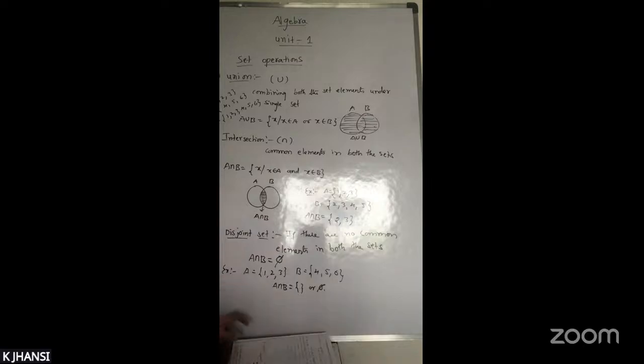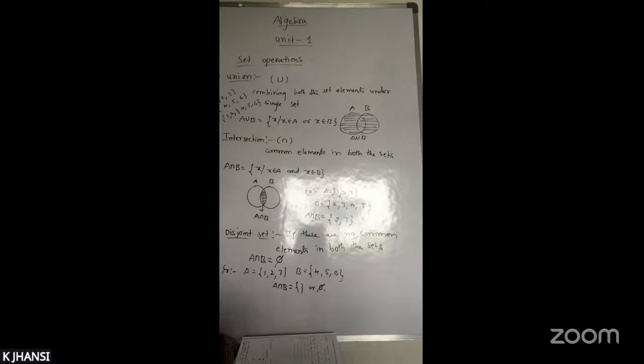After disjoint set, we have the difference operation. This is the important one. Difference operation means if A and B are two sets, then A minus B is equal to all the elements of A that are not in B. So only A elements we have to take. If any common element from A is in B, then you should not take that element. That means only the elements in A which are not common in B. So that is called the difference operation.